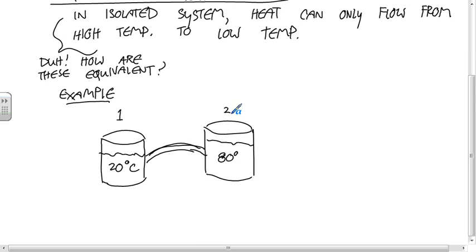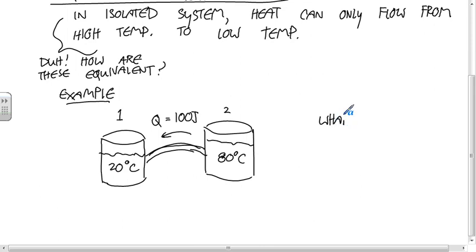Okay? So the second statement of the second law of thermodynamics says heat is going to go from the 80 degree water to the 20 degree water, right? So Q is going to go this way. And let's just pick a number for an amount of heat. Let's say 100 joules of heat flows from 80 degrees to 20 degrees.